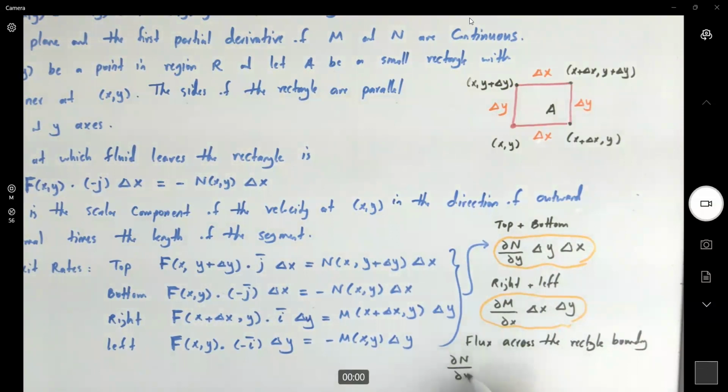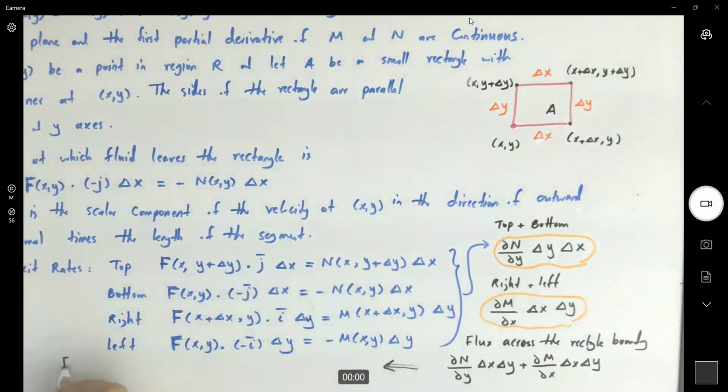Partial derivative of n with respect to y, delta x, delta y, plus partial derivative of m with respect to x, delta x, delta y. The component delta x, delta y shows the rectangle area. It's an estimate. So if you do the division, the flux divided by the rectangle area gives you the partial derivative of n with respect to y plus the partial derivative of m with respect to x, which is nothing but the divergence.